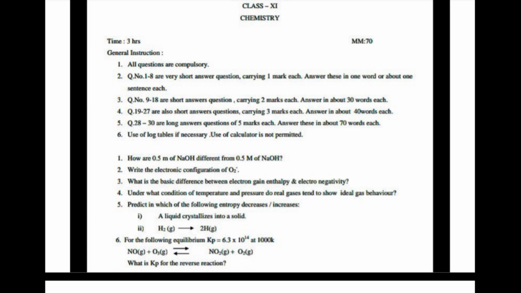Next, third, what is the basic difference between electron gain enthalpy and electronegativity? Electron gain enthalpy is the tendency of an isolated gaseous atom to accept an additional electron to form a negative ion. Electronegativity is the tendency of the atom of an element in a chemical compound to attract a shared pair of electrons.